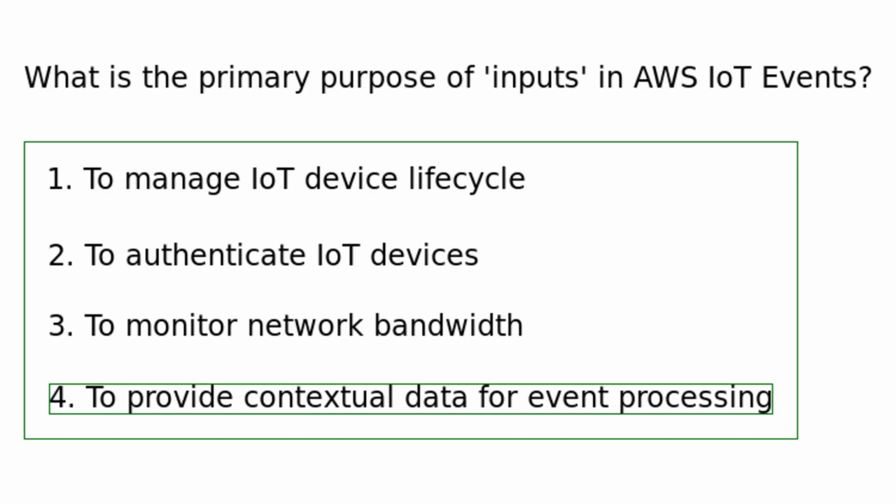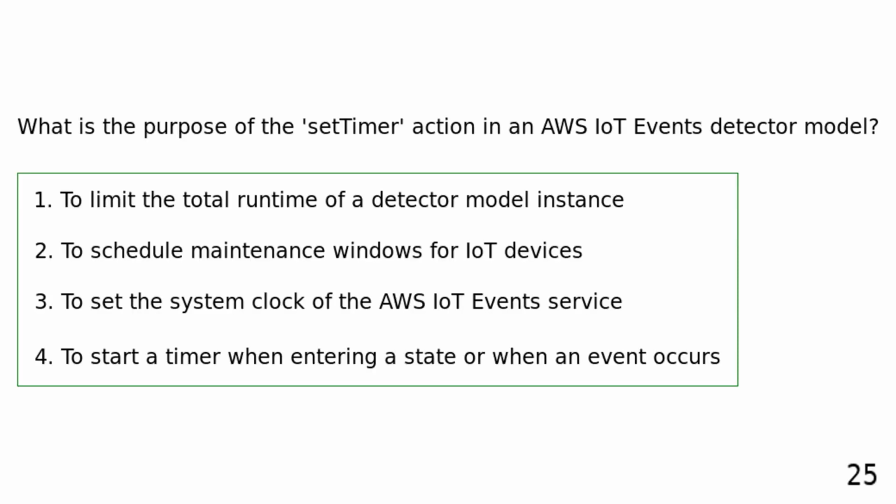appropriate actions or responses. What is the purpose of the set-timer action in an AWS IoT Events detector model? To limit the total runtime of a detector model instance. To schedule maintenance windows for IoT devices. To set the system clock of the AWS IoT Events service. To start a timer when entering a state or when an event occurs.